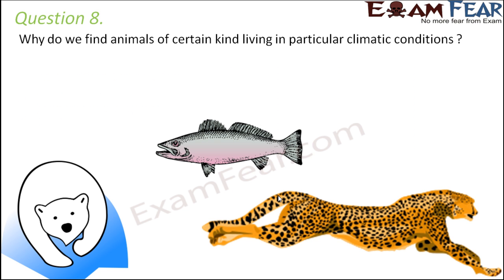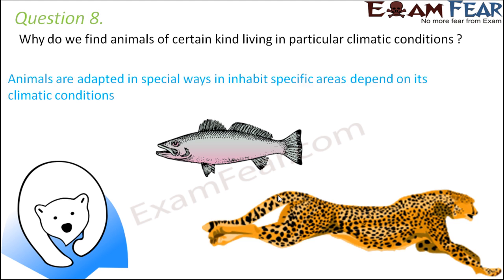Why do we find animals of a certain kind living in particular climatic conditions? Why is it that the polar bear is seen only in polar regions? Why are fishes seen only in water and not on land? Why are tigers seen only in the forests and not in the polar regions? So why are different animals ruling different regions?